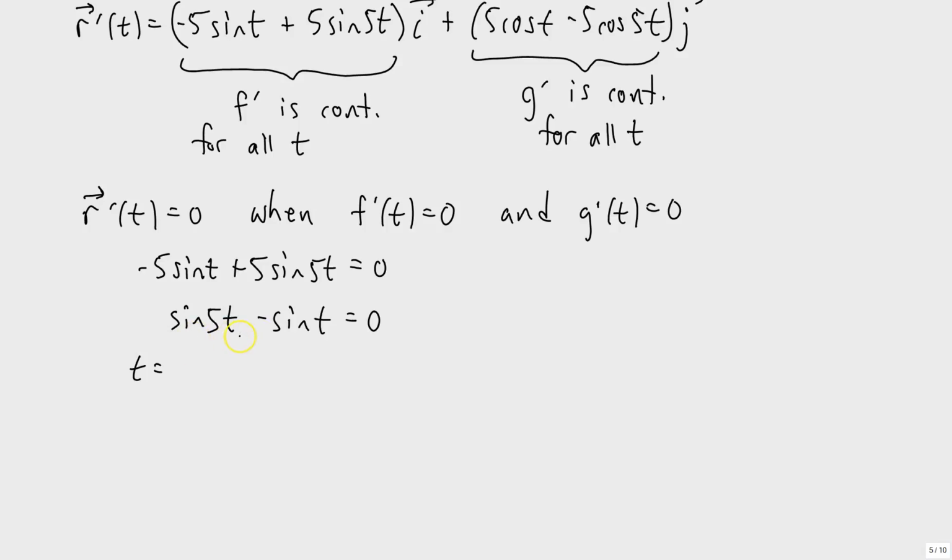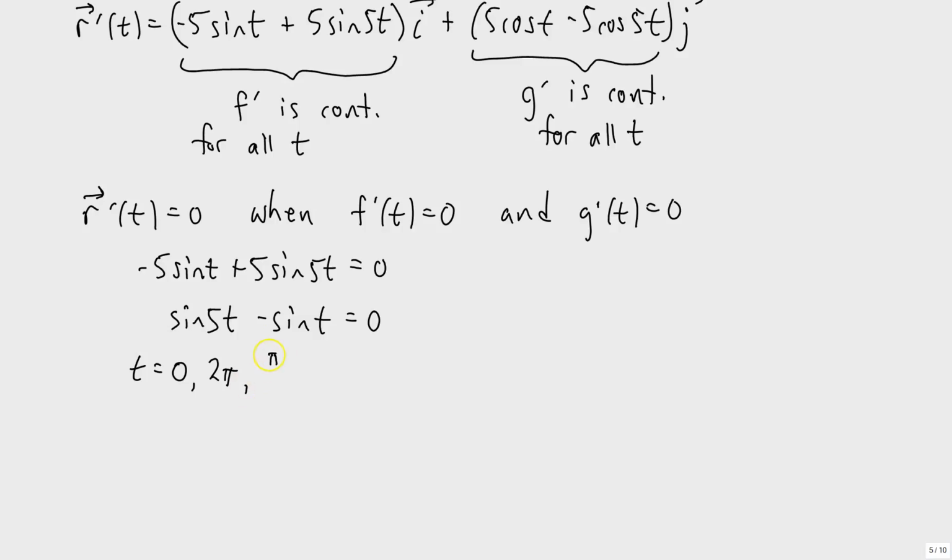Well, let's see. So if t was 0, sine of 0, you get 0 minus, so 0 worked. So basically, when does sine of 5t come out to be the same thing as sine of t? Because if they're the same, when you subtract them, you'll get 0. And that's going to happen at 2 pi also, because you'd have sine of 10 pi and sine of 2 pi. Well, both of those are 0.